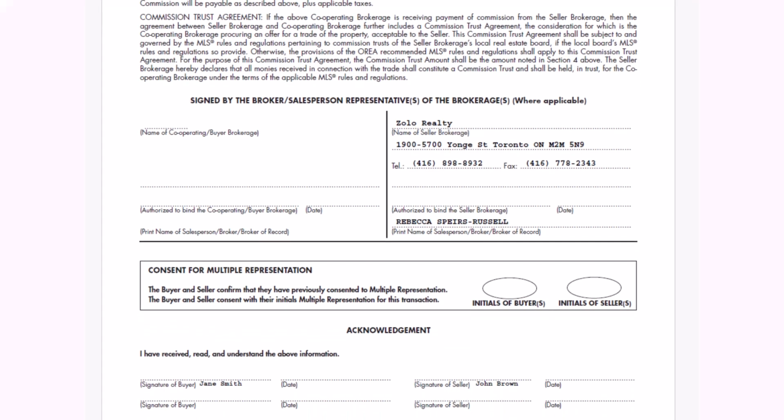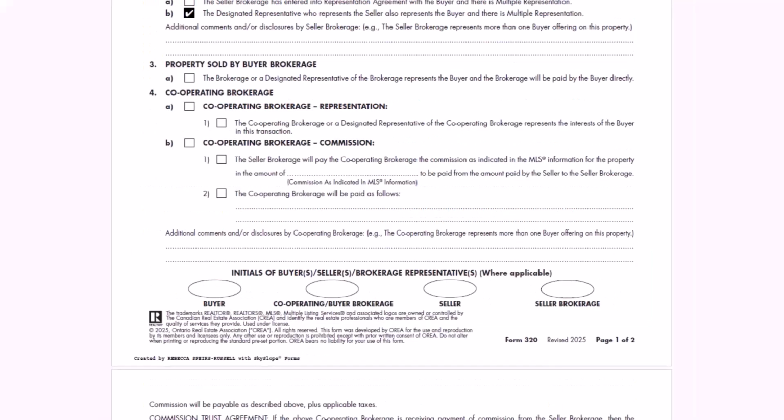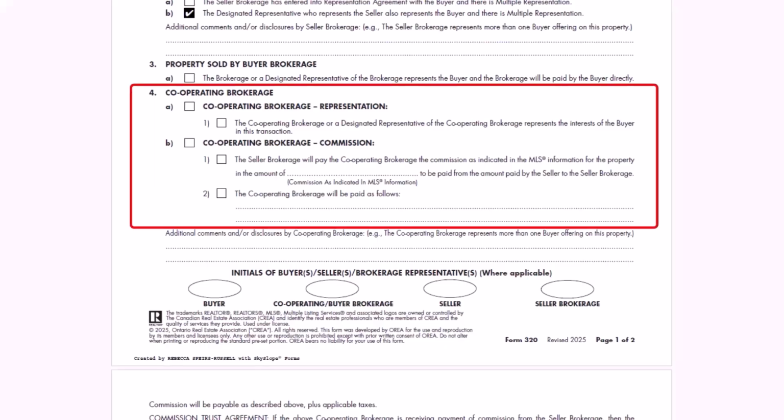And you make sure that both the buyer and the seller initial in their respective bubbles in the consent for multiple representation section. And for multiple representation, obviously there is no cooperating brokerage, so you would leave section 4 blank. There is no cooperating commission to be paid out, so you don't need to outline it on this form. There's just the one brokerage involved in the transaction, representing both the buyer and the seller.